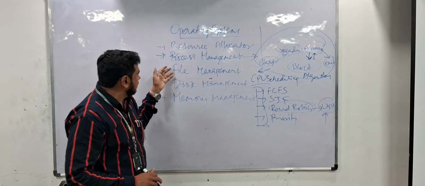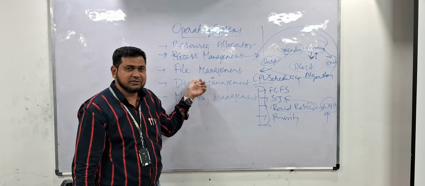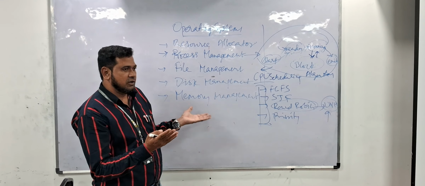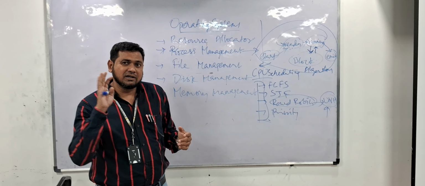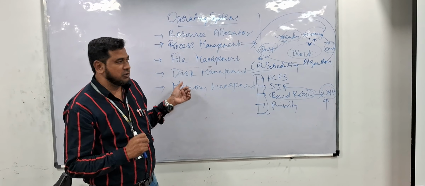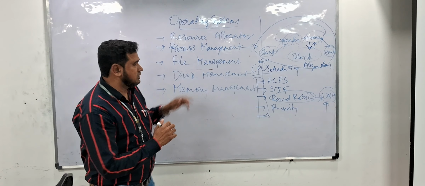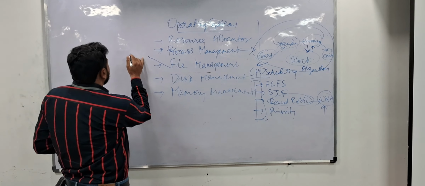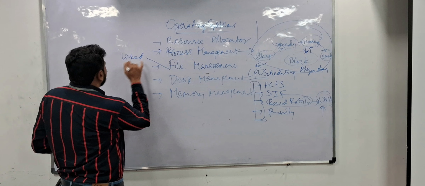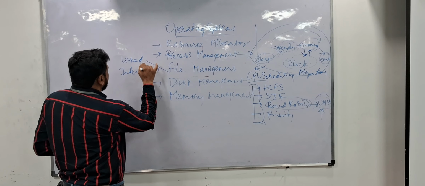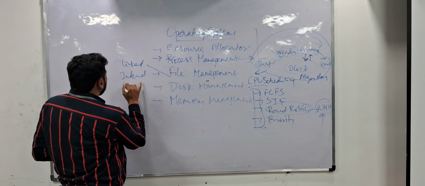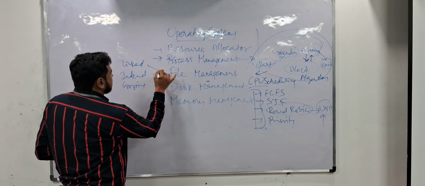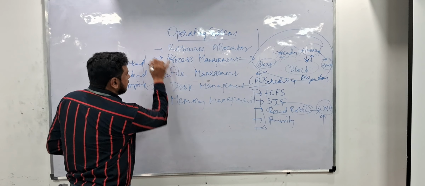Okay. Similarly, file management is another kind of service that it provides. It decides how the allocation of memory for a file is going to be done, right? Based on different kinds of methods we have, like linked allocation, index allocation, and grouping. Okay, so these are some of the methods with the help of which file management will be taken care of.